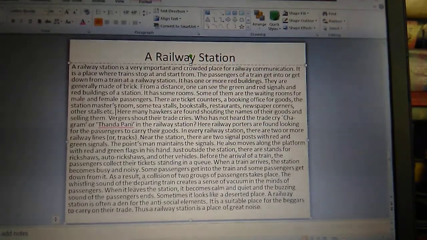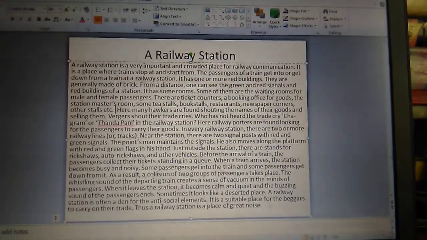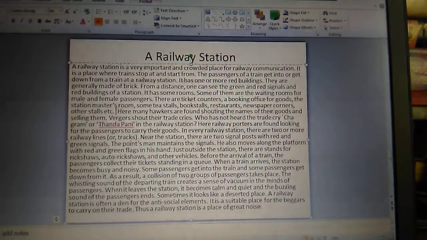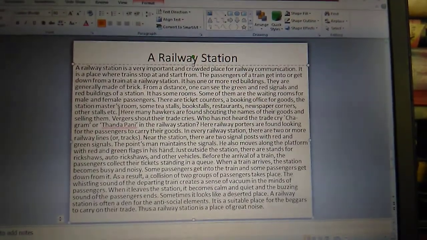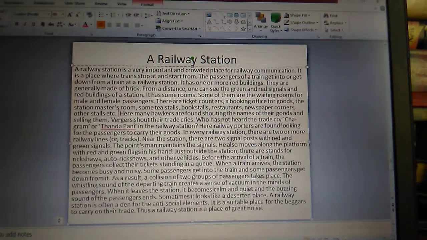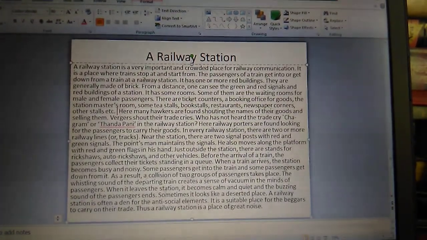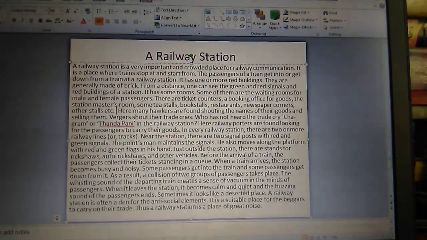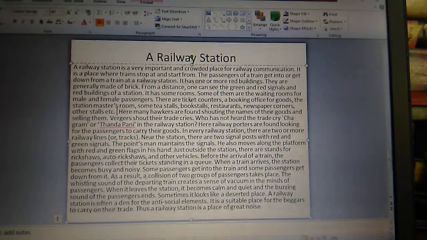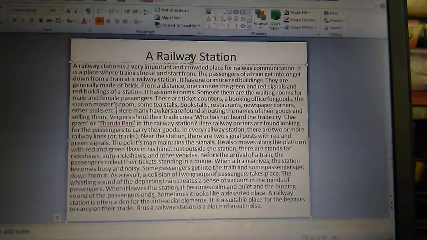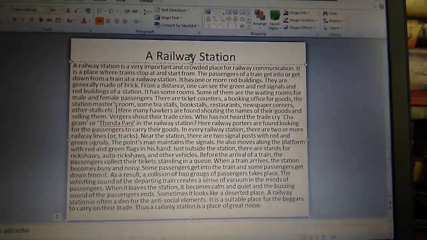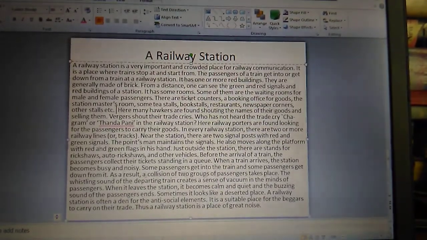The whistling sound of the departing train creates a sense of vacuum in the minds of the passengers. When the train whistles, everyone is ready to go. When it leaves the station, it becomes calm and quiet, and the buzzing sound of the passengers ends. It becomes very calm and cool. Sometimes it looks like a deserted, isolated place.